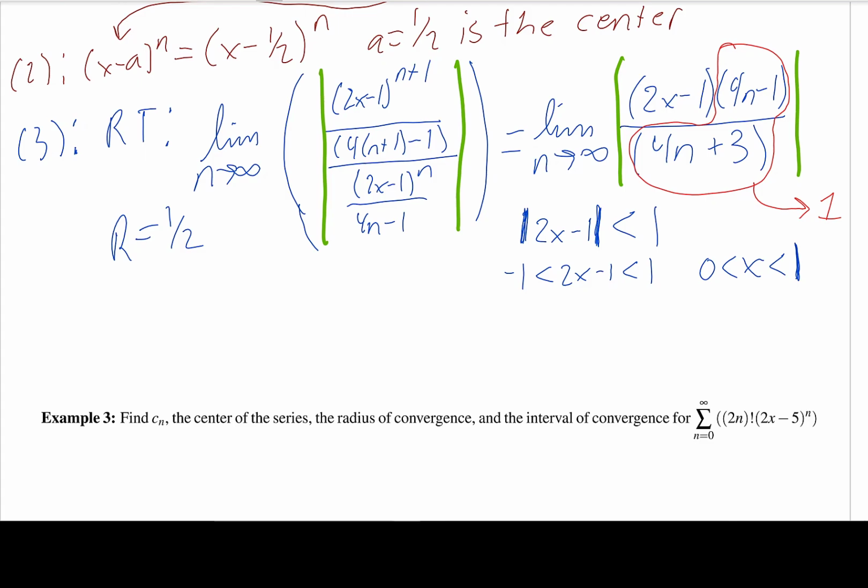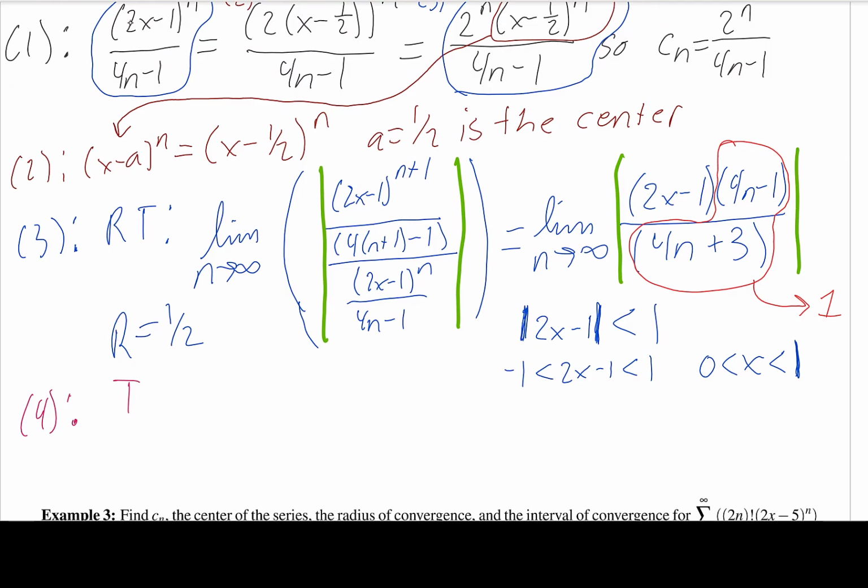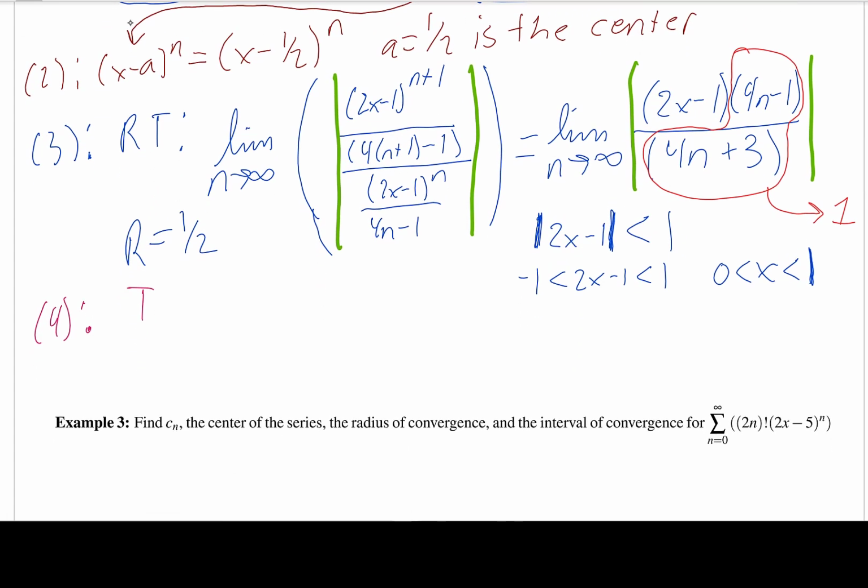So now let's look at part 4, which is what is our interval of convergence? Well, we know that the interval of convergence is at least 0 to 1. And so what we need to do is check x equals 0 and x equals 1 in our series to see if they converge.